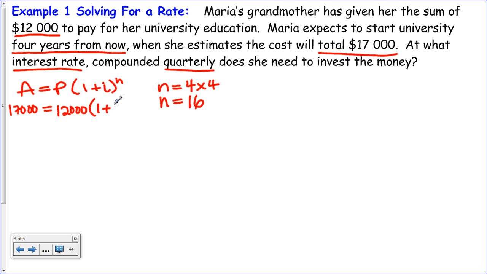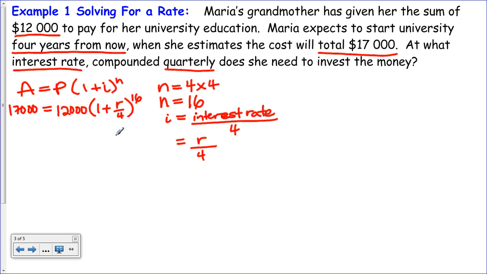And our interest, well, we don't know what i is, but what is the formula for calculating i? That's the interest rate divided by the compounding period, which is 4. Our interest rate has always had the variable r. When we first saw the small r when we introduced simple interest, r represented interest rate. So i is actually the rate, which is what we're solving for, over 4. I is r over 4, and n is 16. Now take a look at this equation. The only unknown is the r.